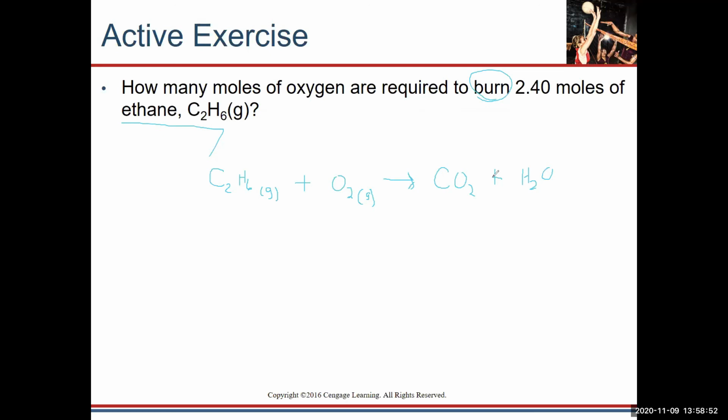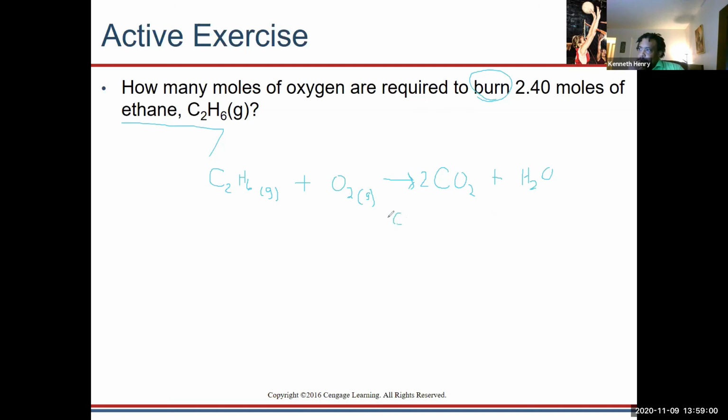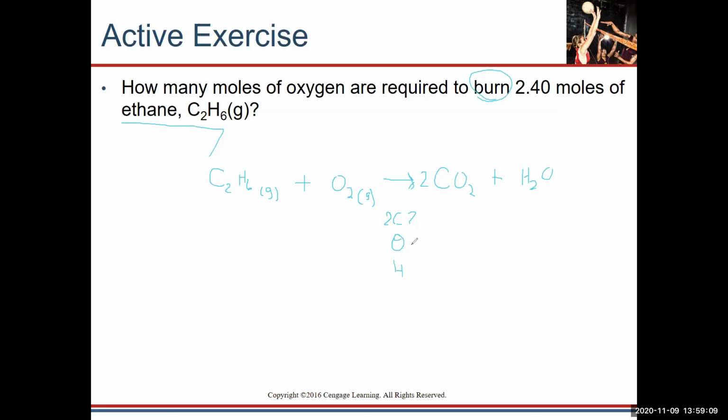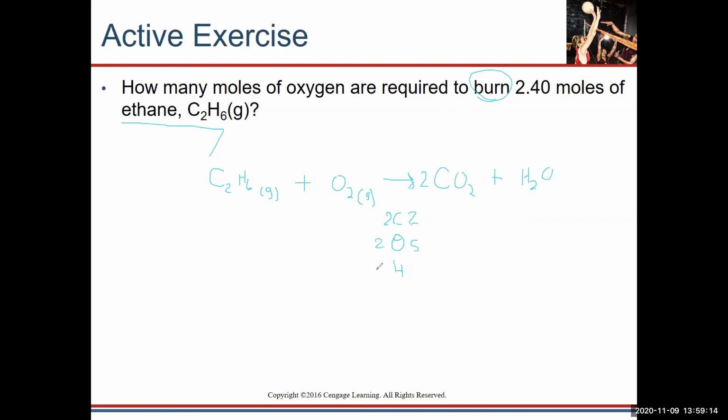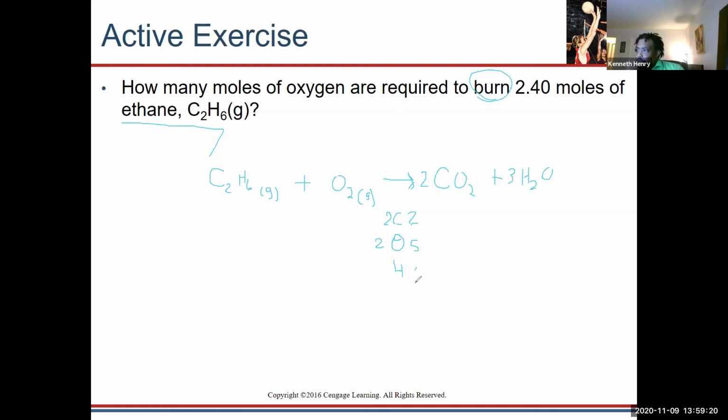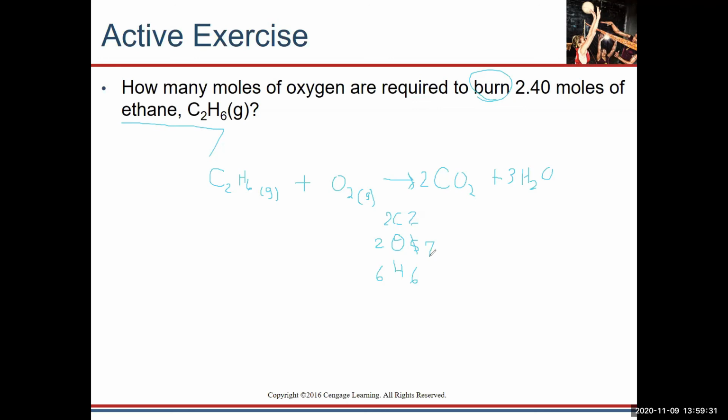Let's see here. Put a 2 in the CO2. Okay, so that gives me 2 carbons. And I have what, 5 oxygens over here? Yeah. Then put a 3 in the H2O. Okay, so that gives me 6 and 6 here. And now that gives me what? Is that 7? 4. Yeah.